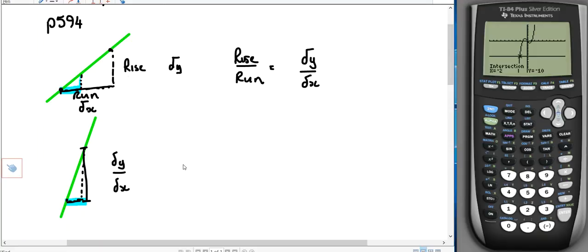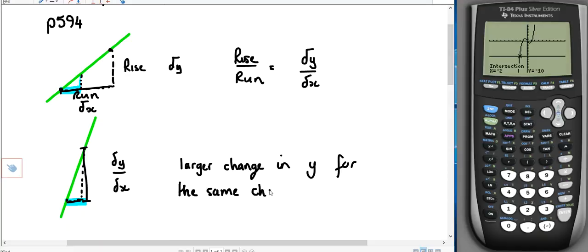So this one, I have a larger change in y for the same change in x. Does that make sense? So the gradient's steep. If I was walking up a mountain or a hill, the steeper the hill, the higher the vertical distance I get as I walk along. Yeah?